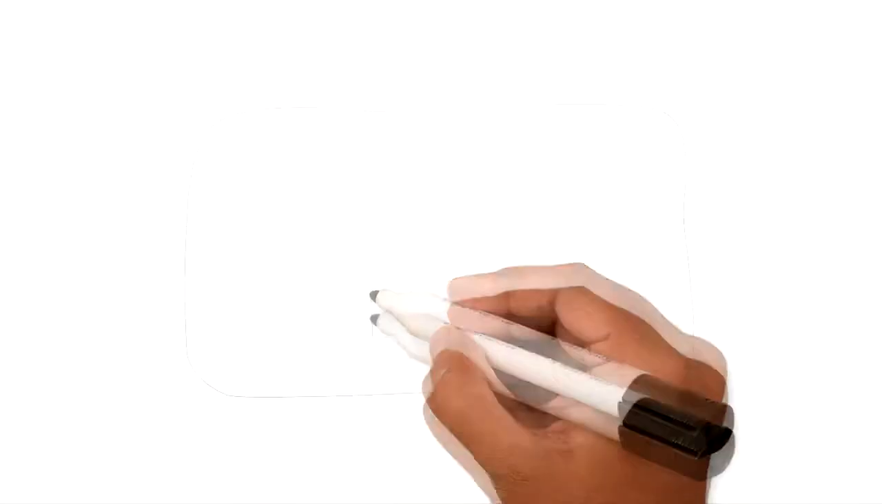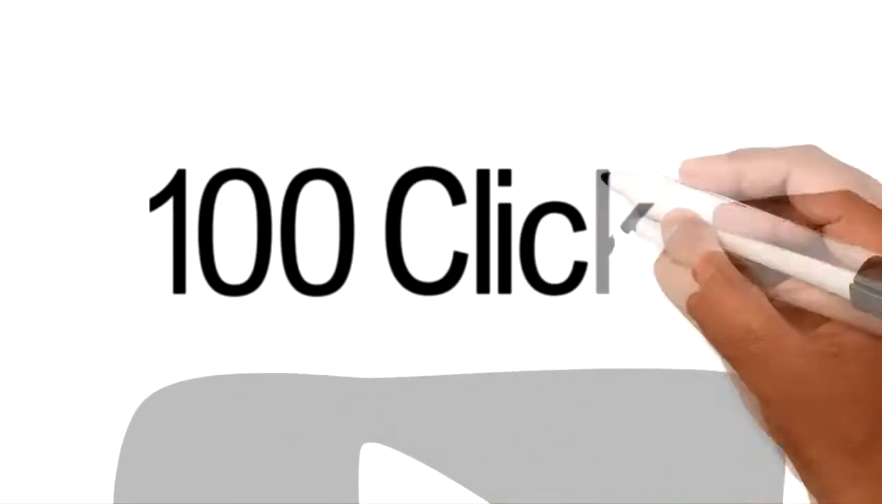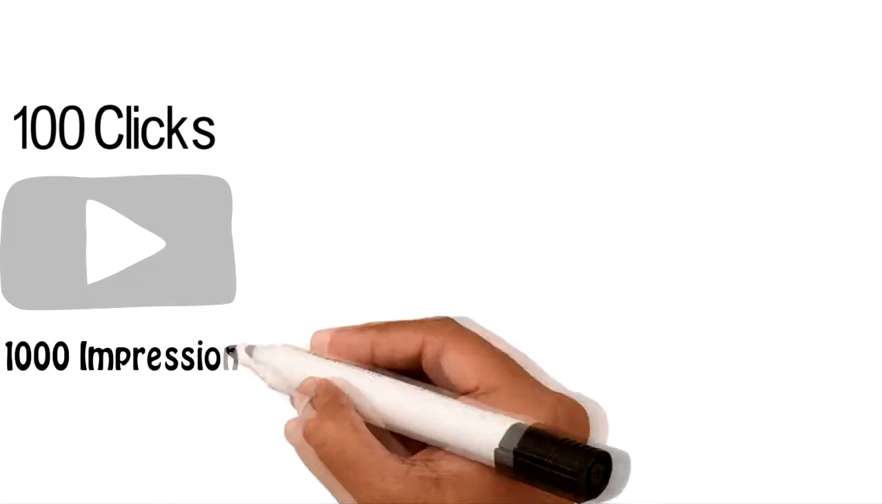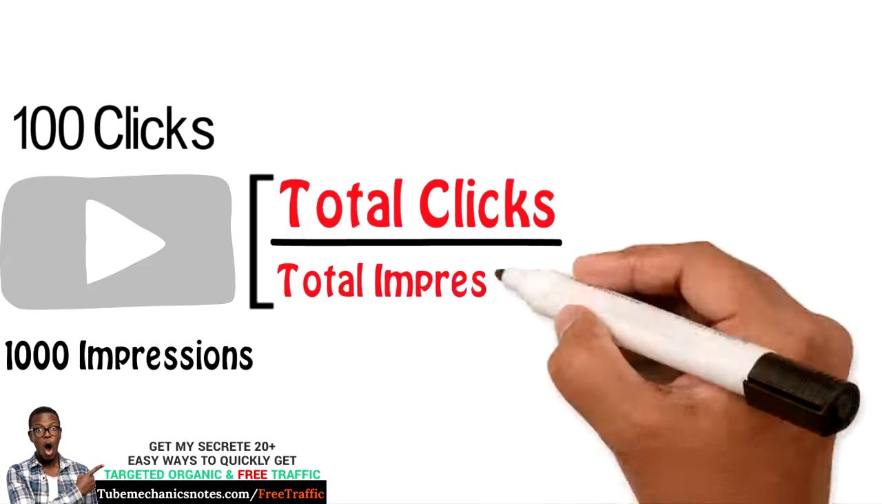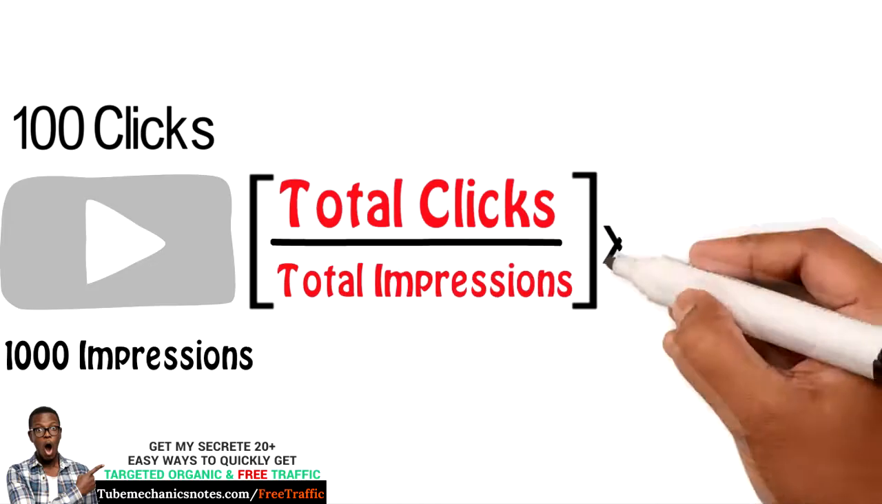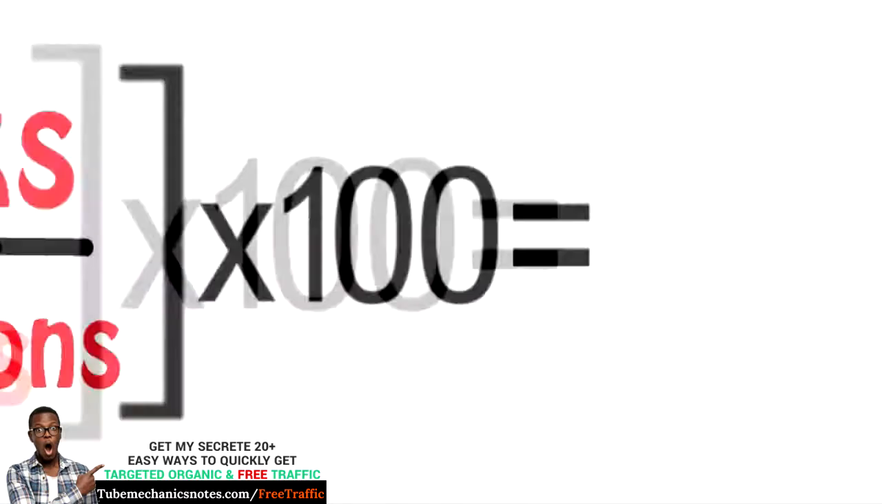Click-through rate is basically the number of people who click on your video when they see it appear on YouTube. So if your video gets 1,000 impressions and say 100 people click on it, for example, you will have a click-through rate of 10% on that video.